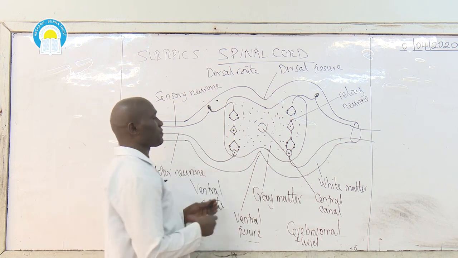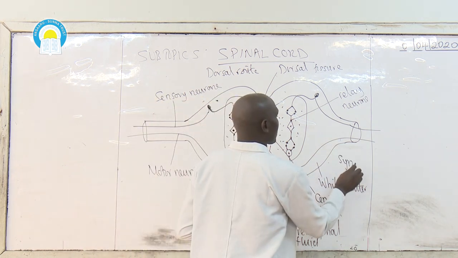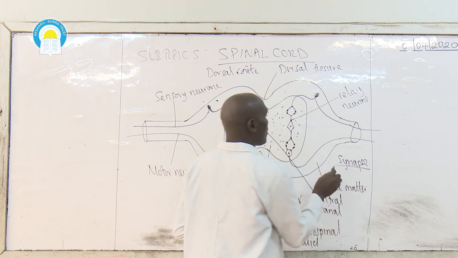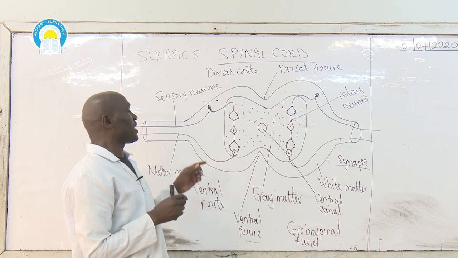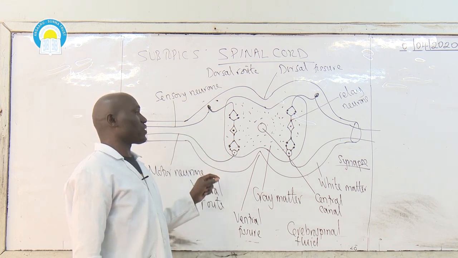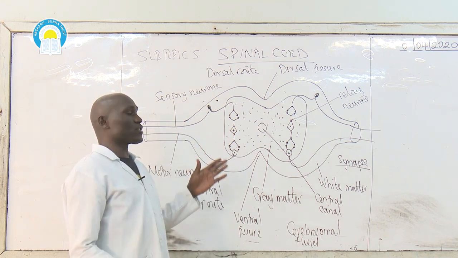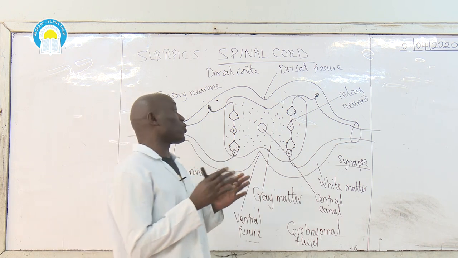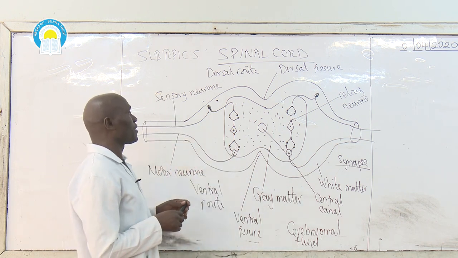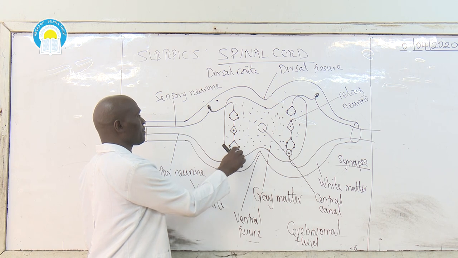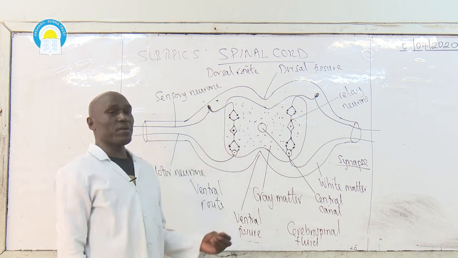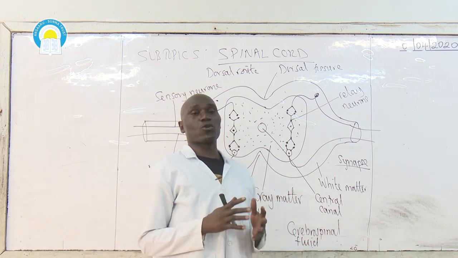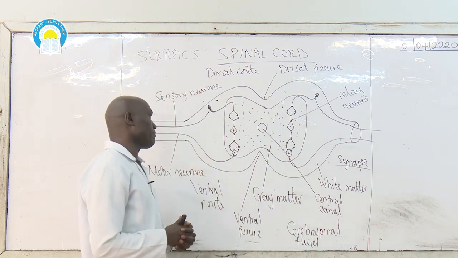A synapse or neurojunction is a space between terminal dendrites of different neurons where they come into close contact with one another. So we have synapse here, here, here, here. So that simply means neurons never come into contact with one another.